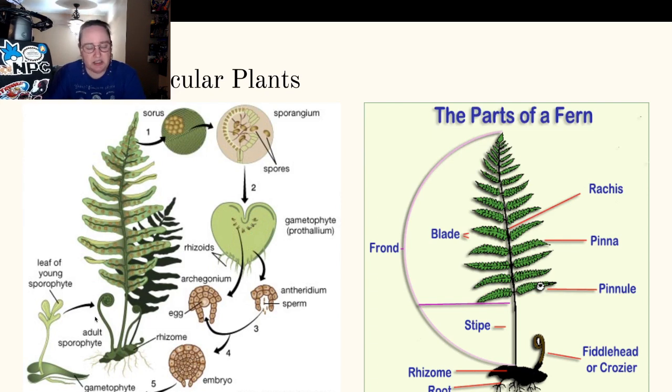So, no seeds. Not yet. Still need dampness. And again, you're going to see this same dependence on water happening in the animal kingdom too, but in a different way. We came up with some different thoughts on that.